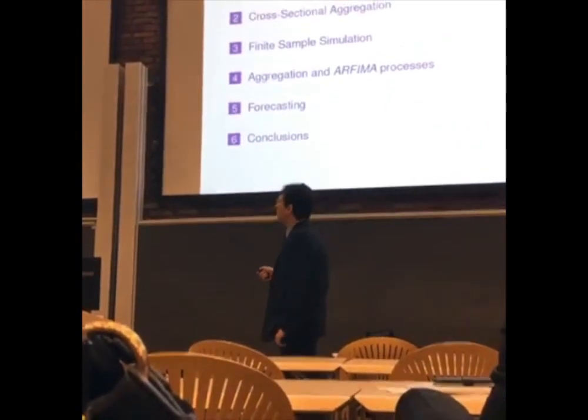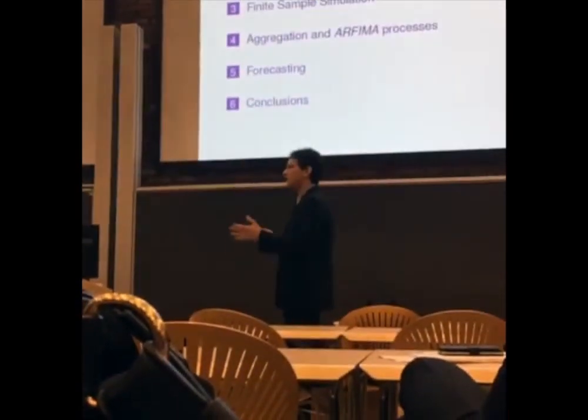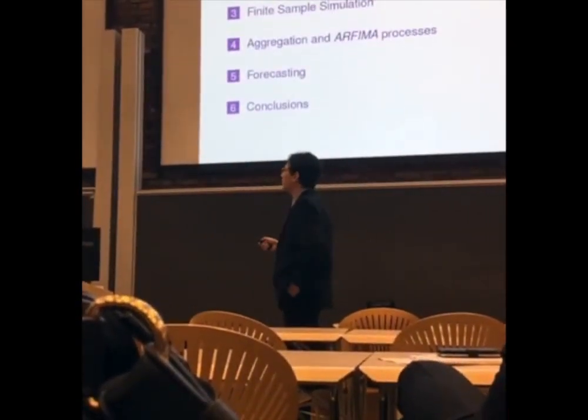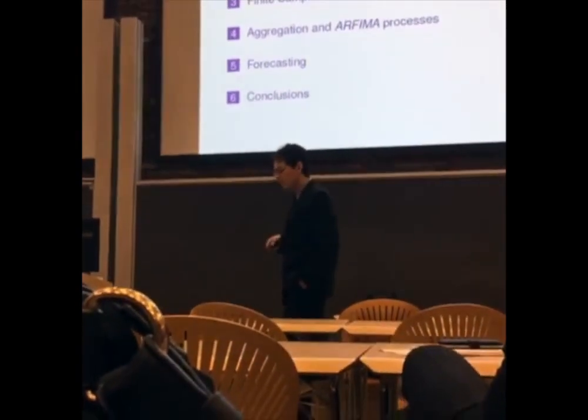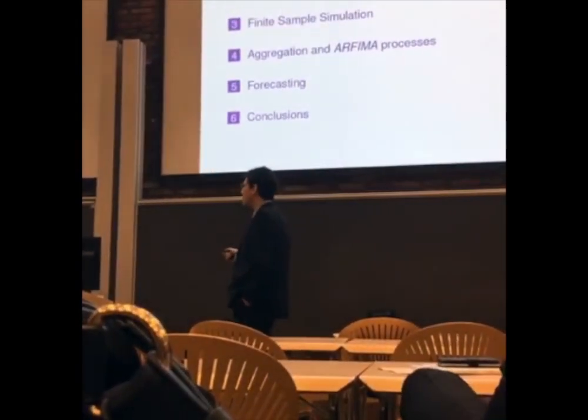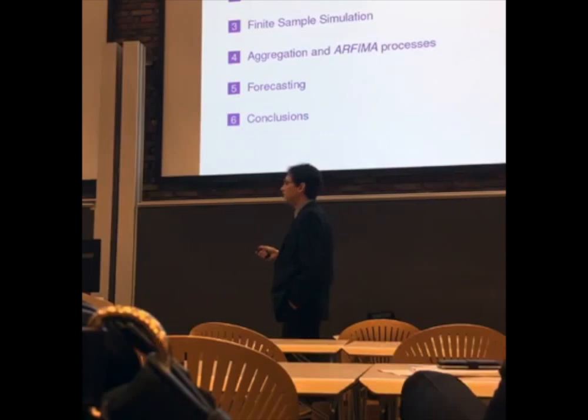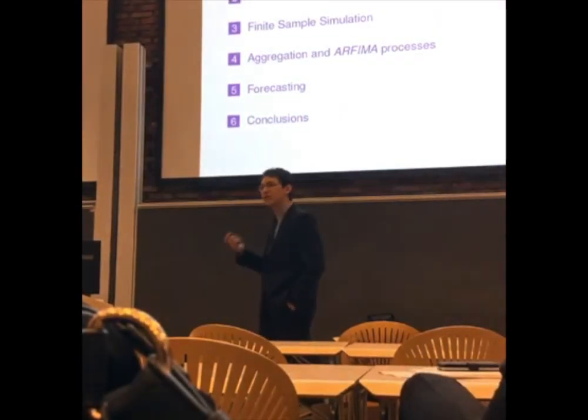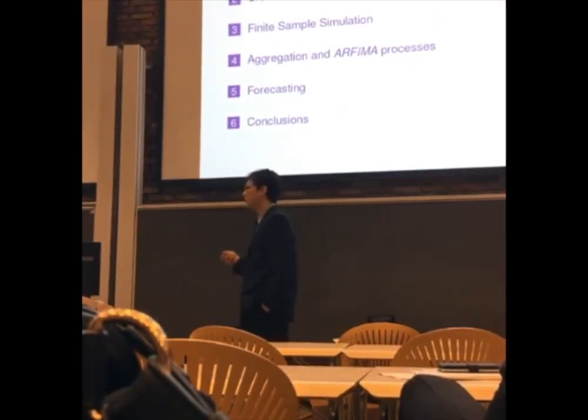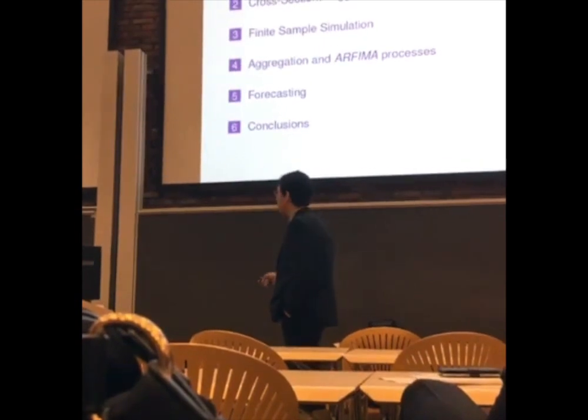Asymptotic result. We want to see what happens in a finite sample simulation. We want to see the relation between that particular process and the ARIMA process. So that would be 0.4. Then we want to see what happens if I try to forecast this process using ARIMA, and then some conclusions.